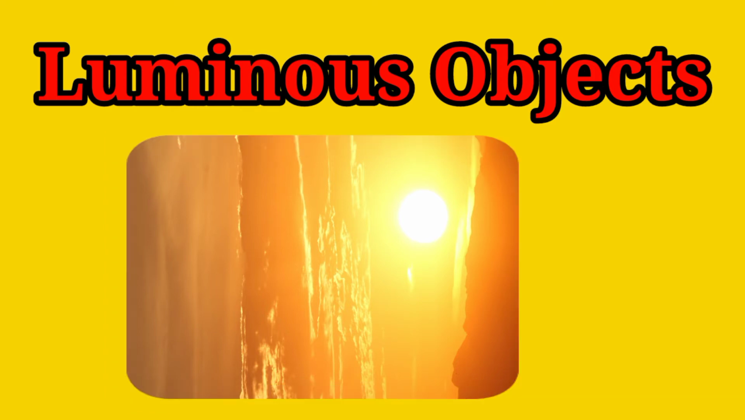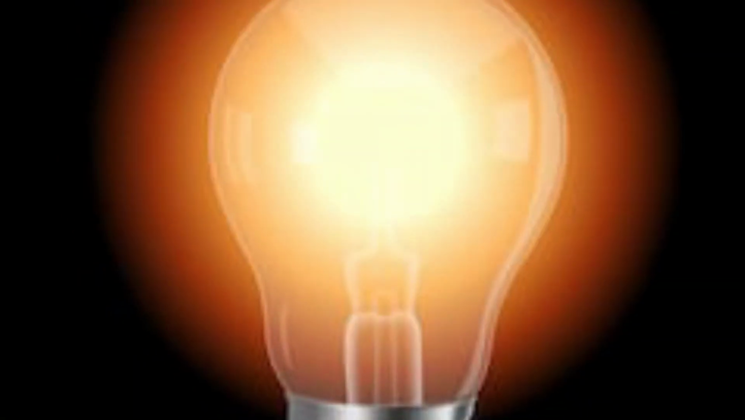We can see certain things by their own light. Anything which emits light, such as a torch, candle, sun, or bulb, is called a luminous object. This means luminous objects are the objects that emit their own light.